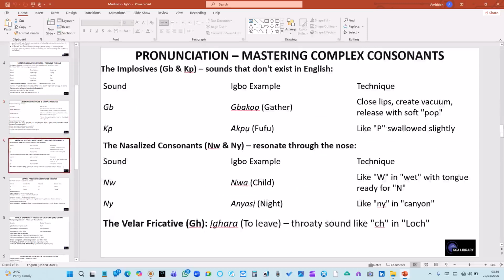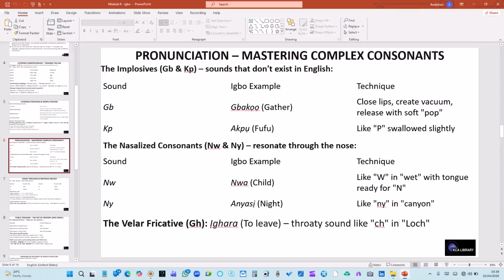Now let us look at pronunciation, that is mastering complex consonants. The implosive gb sound does not exist in English. Therefore, it may sound like b. Example in Igbo, gbako, that is to gather something, gbako. So gb is one sound in Igbo language.